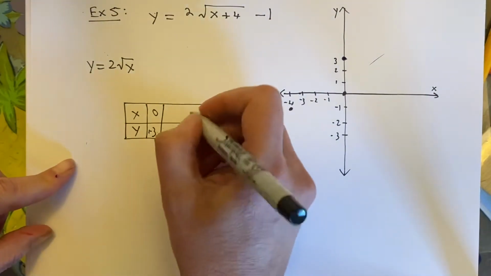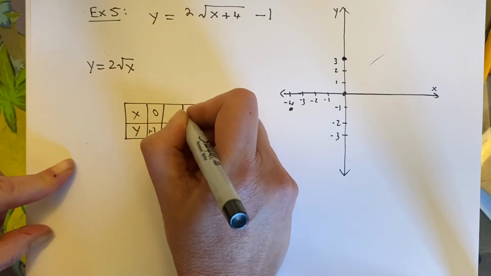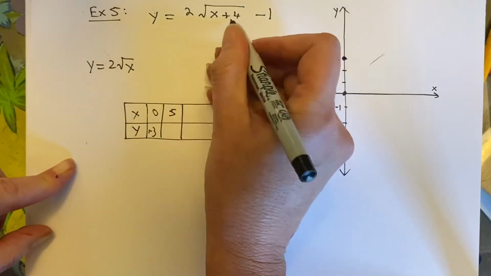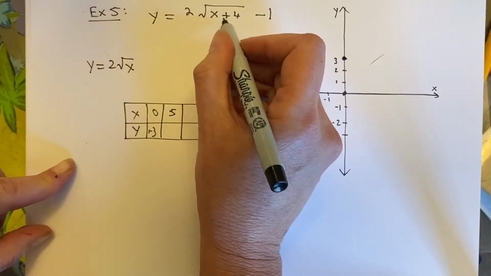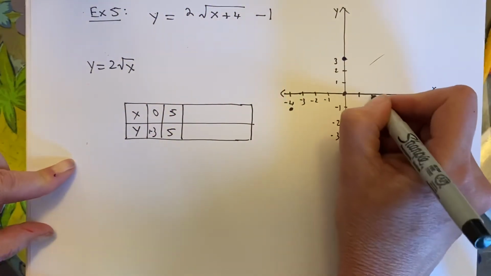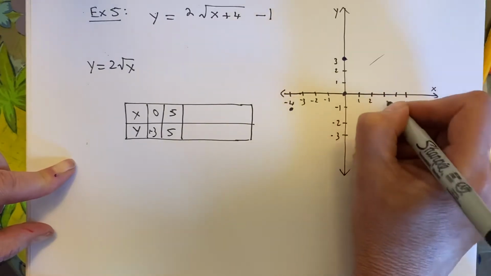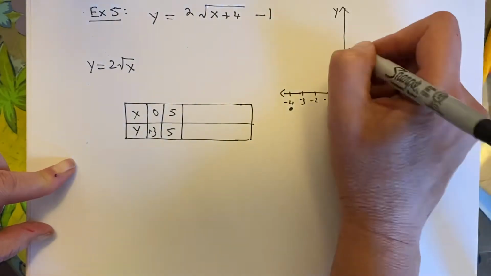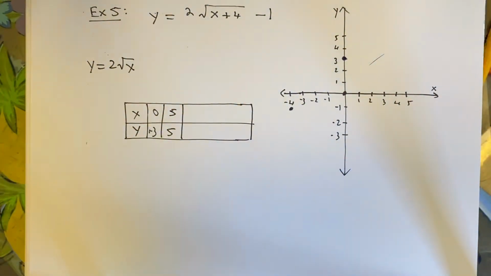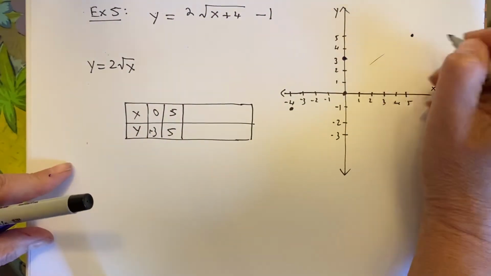Now I'm going to try numbers that make it a little easier. So if I have 5, I can create square root of 9, which is easy. So 5 plus 4 is 9. Square root of 9 is 3. 3 times 2 is 6. Minus 1 is 5. So I'm going to go 1, 2, 3, 4, 5. I have 5 and 5. Okay.